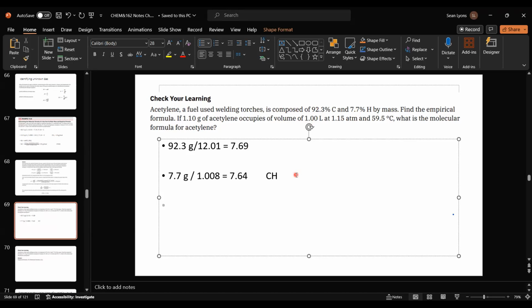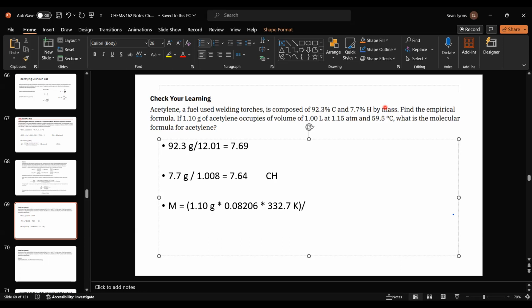But again, we would use the ideal gas law to actually figure out what the molar mass is going to be. So we can think about how much we have to scale up that empirical formula. And again, the molar mass is going to be equal to 1.10 grams times 0.08206. And we've got a temperature of 59.5, so that'll be 332.65 Kelvin. Double check that that's correct: 273.15 plus 59.5. Yes. All right.